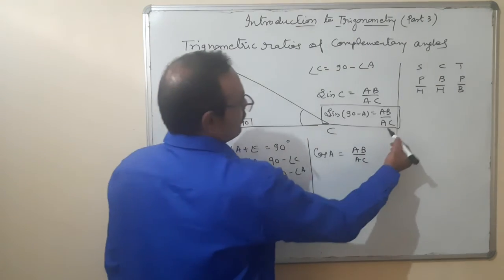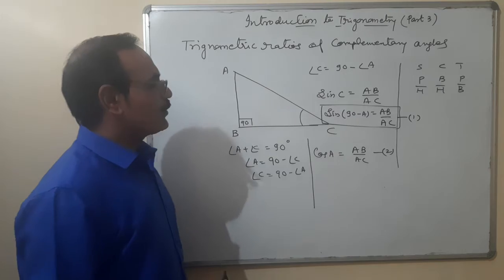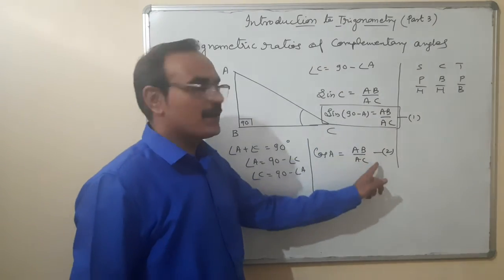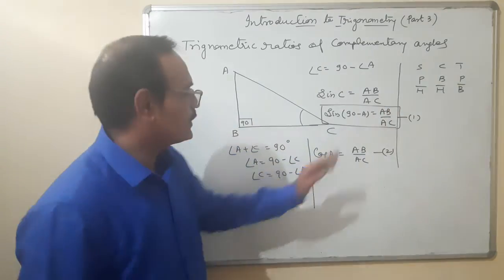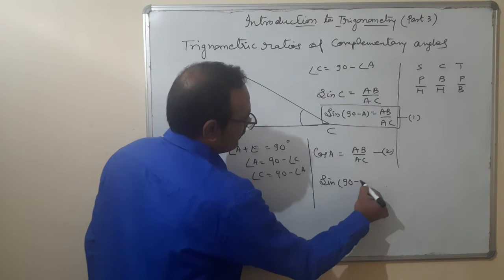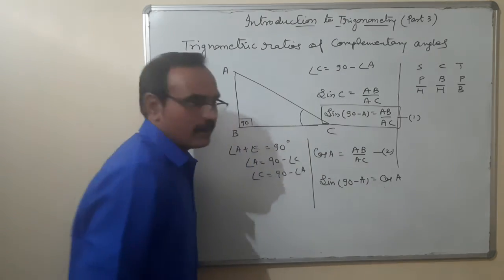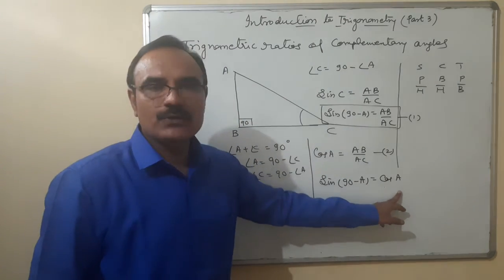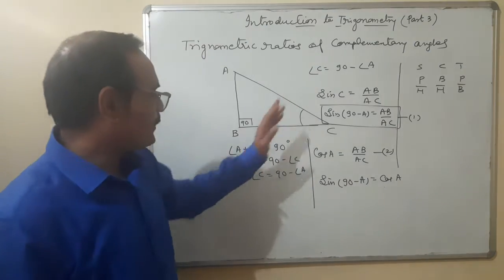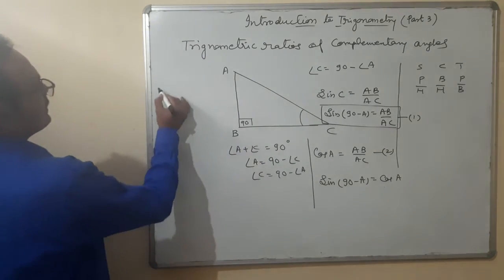Okay. And now you can see these two equations, number 1 and 2, AB upon AC, AB upon AC. Their right hand side terms are equal. What does it mean? Sine 90 minus A is equal to cos A. That means they are the same. Sine 90 minus A is equal to cos A. Okay. These are called the complementary angles.